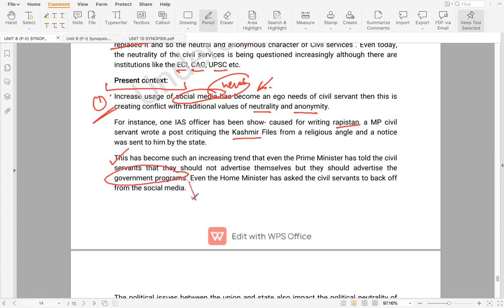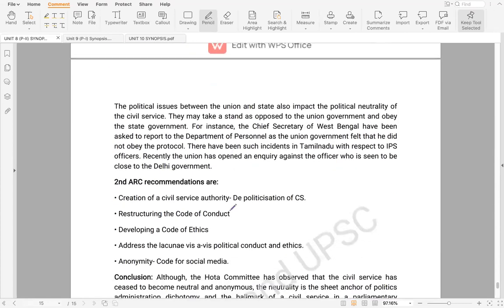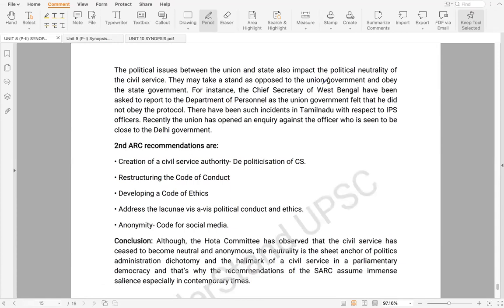Again, you can also bring it out in the negative light that they are supposed to be politically neutral as well. The political issues within the union and state also impact the political neutrality of the civil services. They may take a stand opposed to the union government and obey the state government. For instance, the chief secretary of West Bengal was asked to report to the DOPT as the union government felt that he did not obey the protocol. There have been such instances in Tamil Nadu as well. So you also talk about center-state relations, which are getting hampered in such a scenario because of political neutrality.